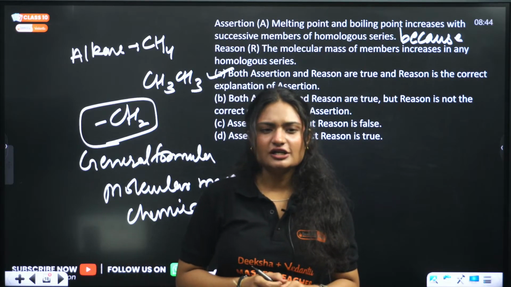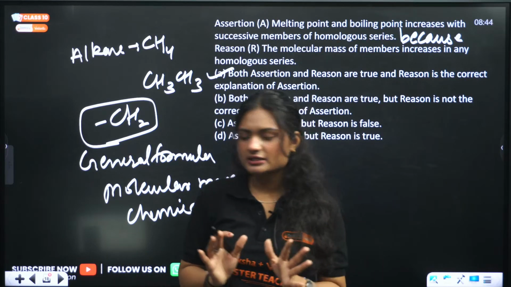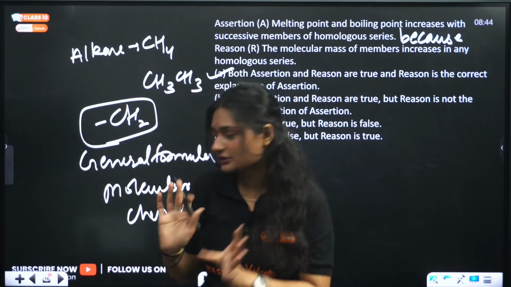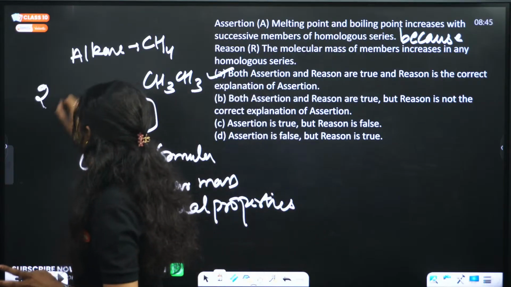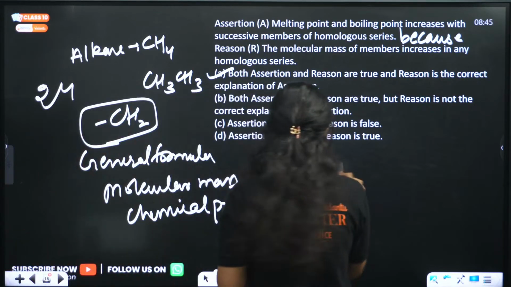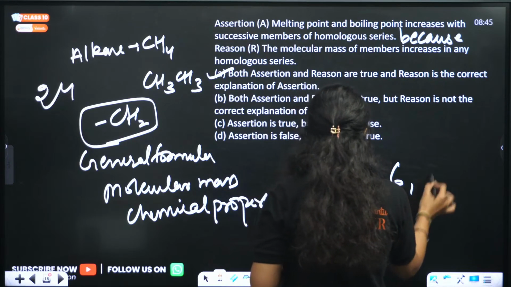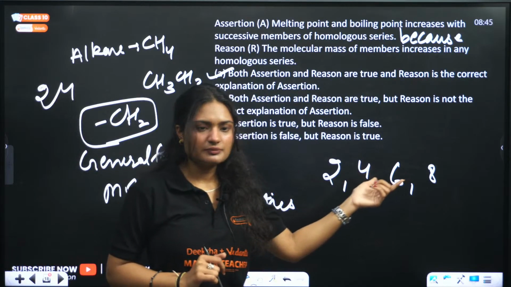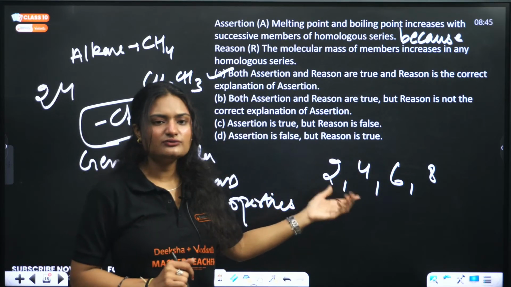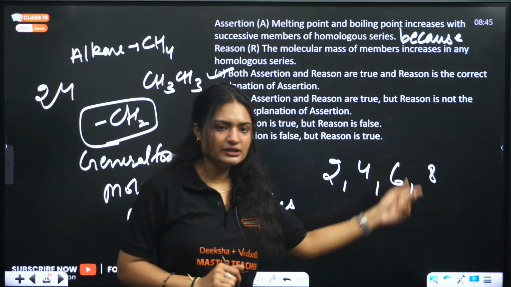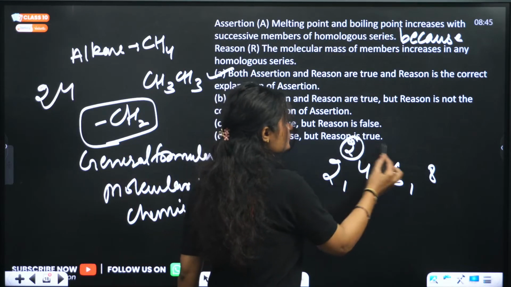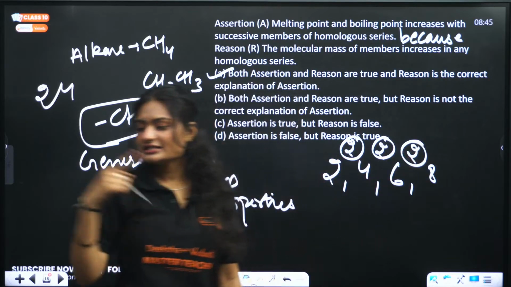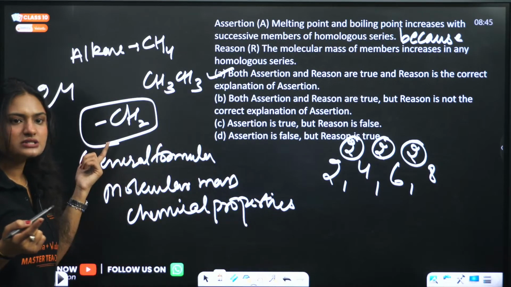For example, you have heard in mathematics, AP, GP, right? Arithmetic progression, if you have heard of it. If not, then do not worry. Let's take something simple. You know the table of 2, right? 2, 4, 6, 8, 10, 12. What is the difference between 2 and 4? 2. 4 and 6, 2. 6 and 8, 2. So each successive member has a difference of 2. This 2 was CH2, that I was talking about.